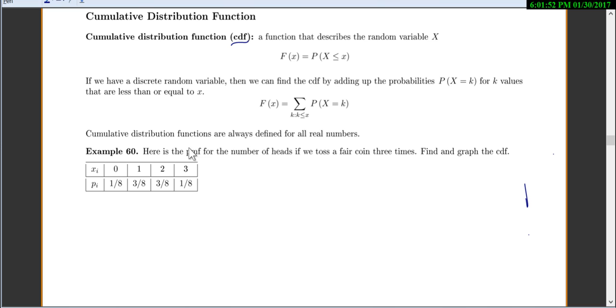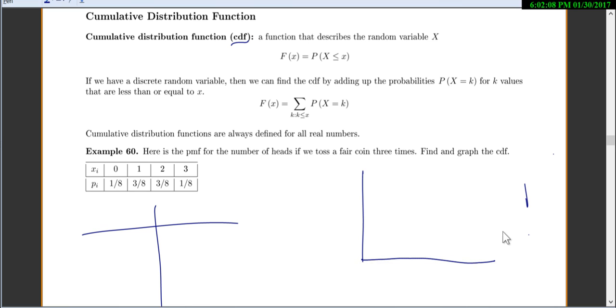Let's see. So here's our PMF again for the number of heads if we toss our fair coin 3 times. Find and graph the CDF. So again, here's our PMF, which we found previously. We could do the table, but I think I'll actually draw the graph first. That's what I was thinking about earlier today when I looked at my notes.